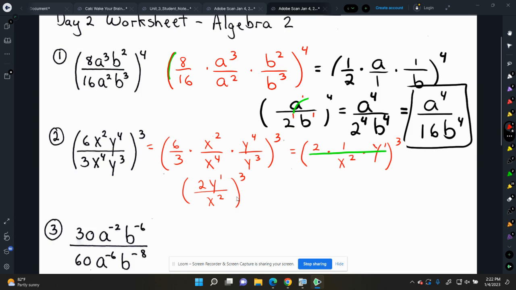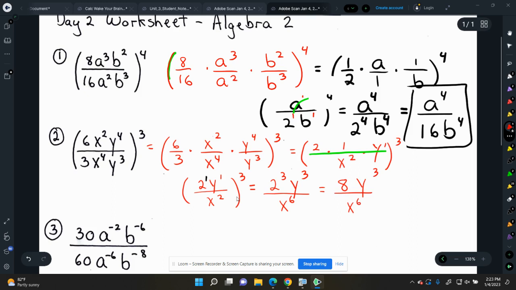Okay, what are we going to do with that 3? We're going to distribute it. So what happens with the 2? It's not 2 times 3, right? It's 2 to the 3rd because this 2 has an exponent of 1. It's the exponents that we're multiplying. So this is 2 to the 3rd, y to the 3rd, over x to the 6. 2 to the 3rd is 8. 8y to the 3rd over x to the 6. Okay, question so far?